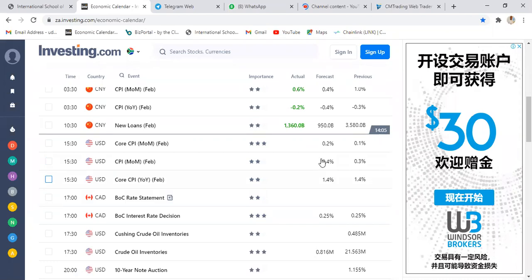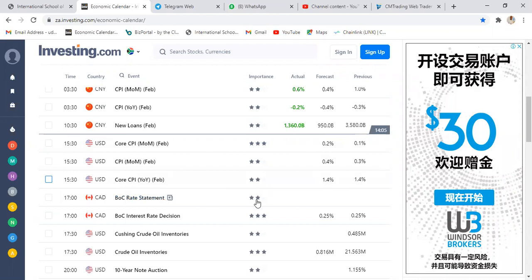And if the stats are higher than 0.2, let's say we get 0.3, we are going to see a lot of movement in the market in terms of the dollar, and the dollar is going to gain a lot of strength across the board. So that is what we are looking at in the market. When we are trading, we are going to be trading with caution.